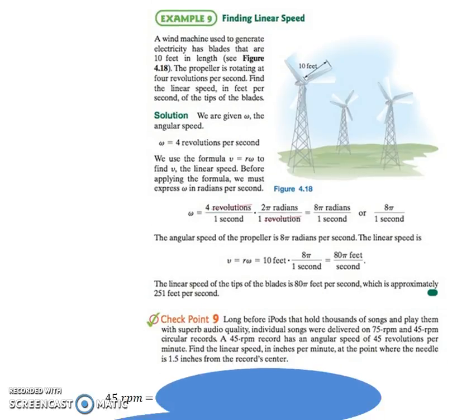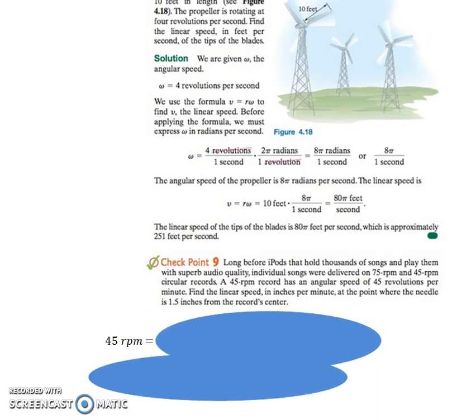Lost my page. Okay, so for the checkpoint, it says long before iPods that hold thousands of songs, individual songs were delivered on 75 RPM and 45 RPM circular records. RPM means revolutions per minute. Find the linear speed in inches per minute at the point where the needle is 1.5 inches from the record center, and it's asking for the 45. A 45 RPM means 45 revolutions per minute, and 1.5 inches from the center means that's our radius.